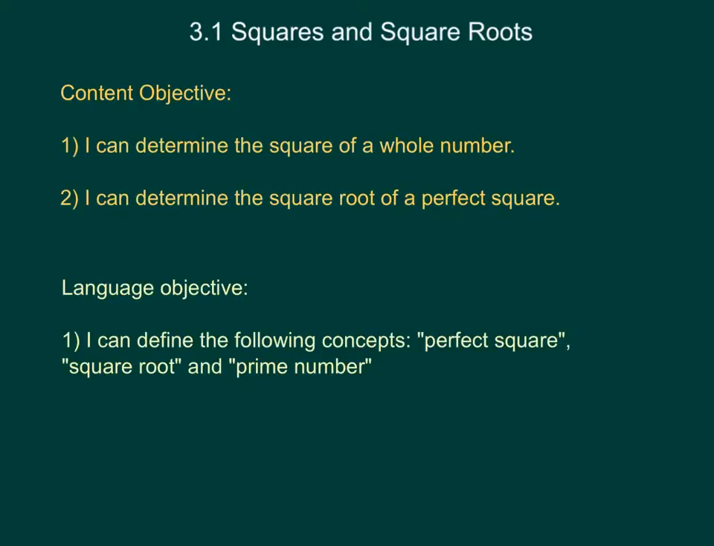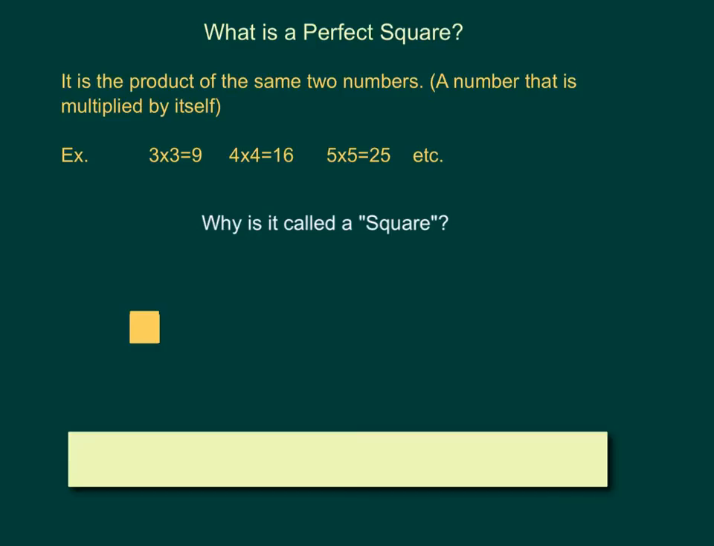Okay, so today we're going to look at 3.1 squares and square roots. Our content objective for today is: I can determine the square of a whole number, and I can determine the square root of a perfect square. We also have our language objective, which is: I can define the following concepts: perfect square, square root, and prime number. By the end of this lesson, you want to be able to say "I can" to all three of those objectives. Now let's start with our first definition.